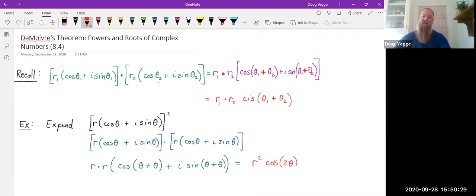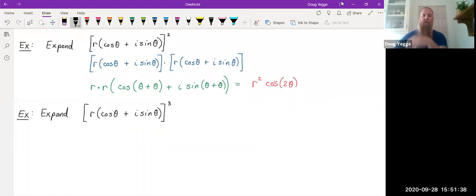Now I wonder if there's going to be a way for us to be able to think about this. If the exponent is 2, it looks like all I did was square the radius and then multiply the angle by 2. So let's just see if we could continue this and maybe try this with the power of 3 and see if we get something similar. If we're going to raise this to the power of 3, we're obviously going to have to multiply this complex number by itself 3 times.